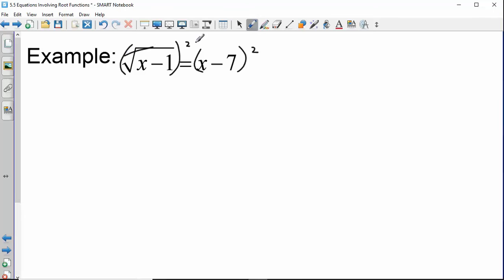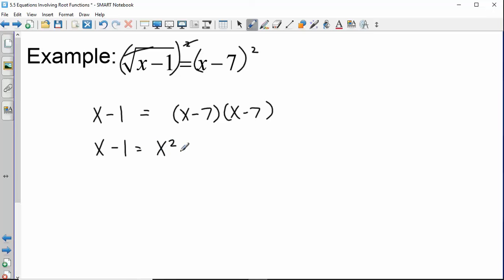Okay, so on the left side, the square root and the square cancel and you have x minus 1. But what happens on the right side when you square that? If you square that entire side, how do you do x minus 7 squared? Foil it. That just means you have 2 of them, so we have to foil. So that's x squared minus 14x plus 49.